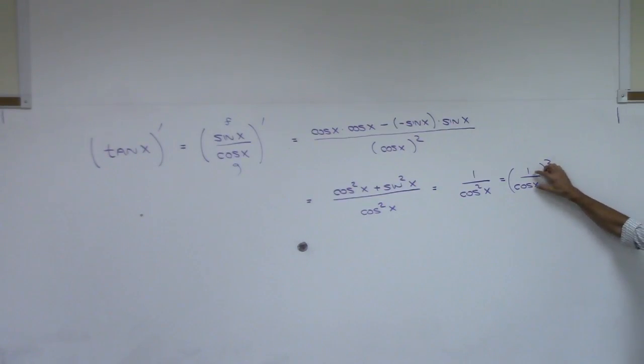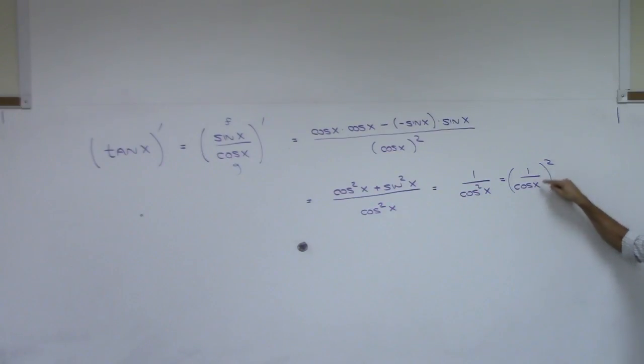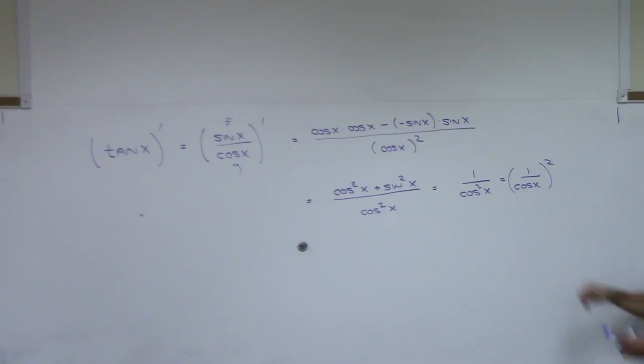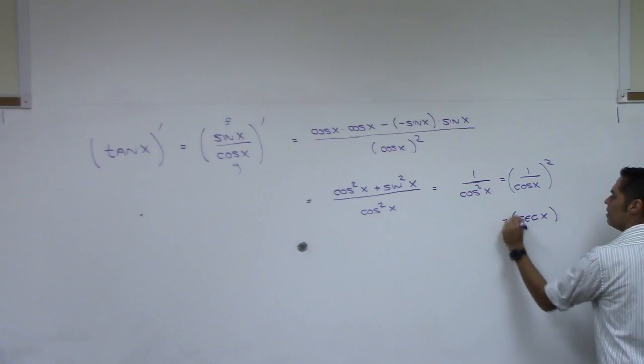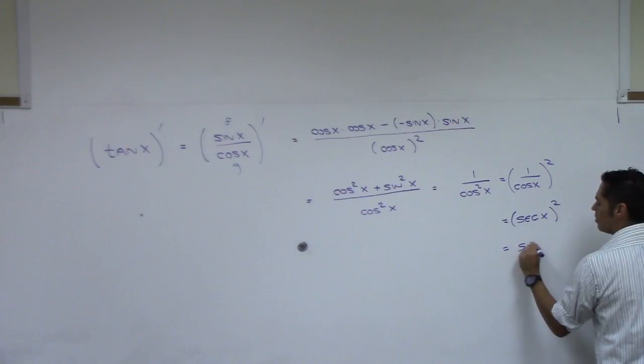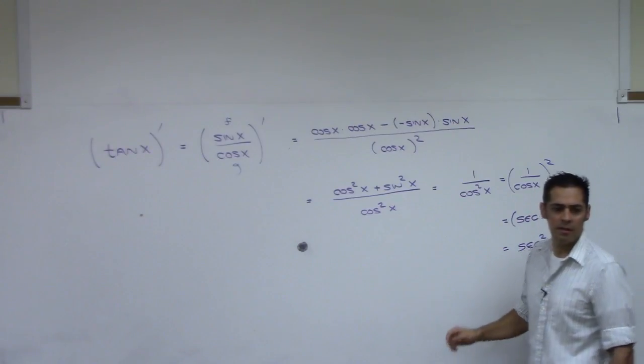When you square this fraction, you square the top and bottom separately. You can do that with division. So when you square 1, you get 1. When you square cosine, you get cosine squared. But what is 1 over cosine by definition? Secant. So this is really secant x, right? Squared, but we write that secant squared x. So the derivative of tangent x is secant squared x.